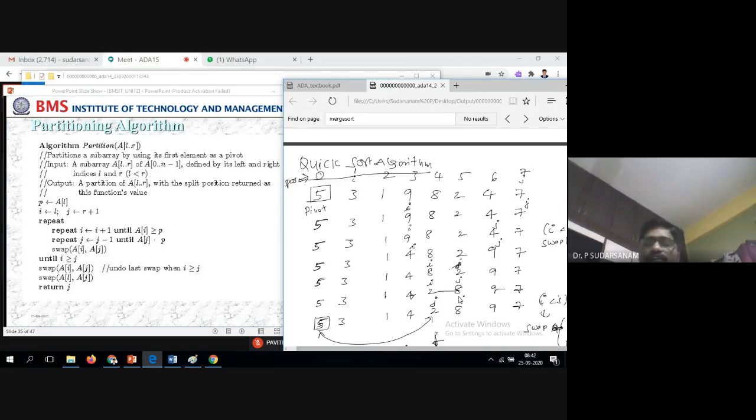So now, any doubt in this? Now the last step here: you got it, I is greater than or equal to j, that means 8 and 2. This is the I position, this is the j position. Now what I told you is, the pivot element and a of j location are to be changed. I is until this one. Now swap a of I comma a of j, and do the last swap when I is greater than or equal to j. That means you swap a of left with a of j.